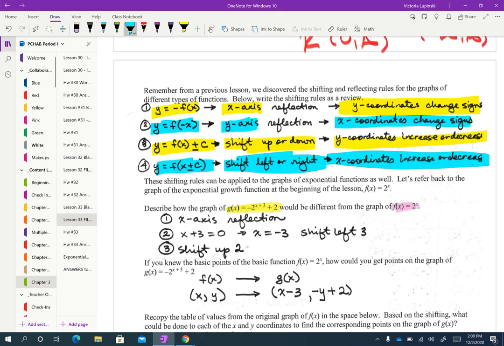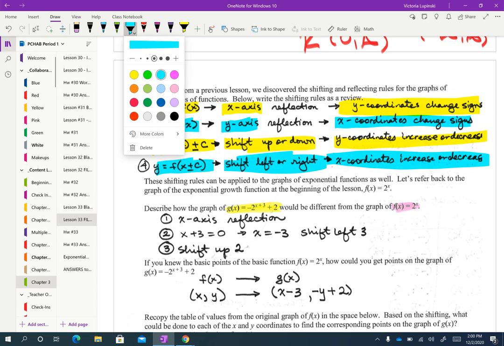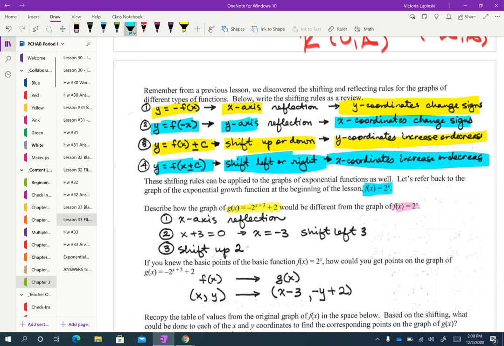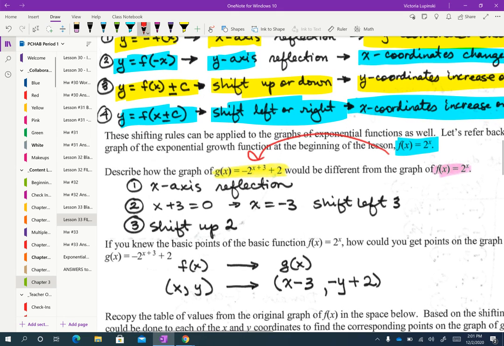So if you want to kind of apply those rules, take a look below here. We are going to talk about the parent function of 2 to the x. Again, that's kind of the most typical one that we always pick. Suppose you were comparing the function of 2 to the x compared to this g function, -2 to the x plus 3, plus 2. And I was to ask you, how would it be different?